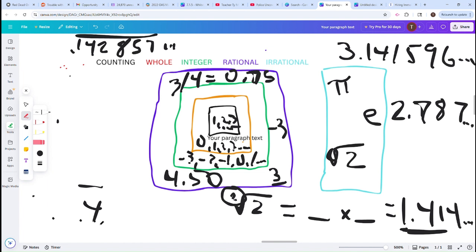And these are the numbers that you're going to be dealing with in this class. From counting to whole, where we just added 0, to integer, where we added the negative numbers, to rational, where we added decimals that do repeat and don't end, or that actually end, like these two here.